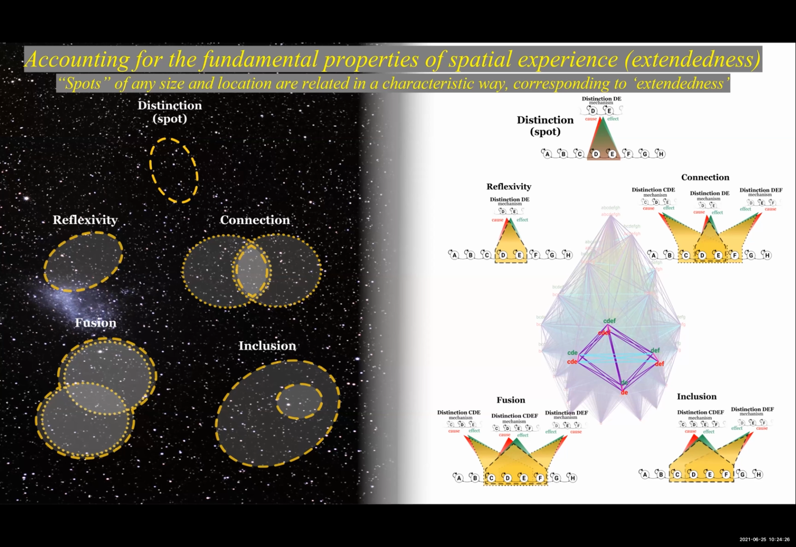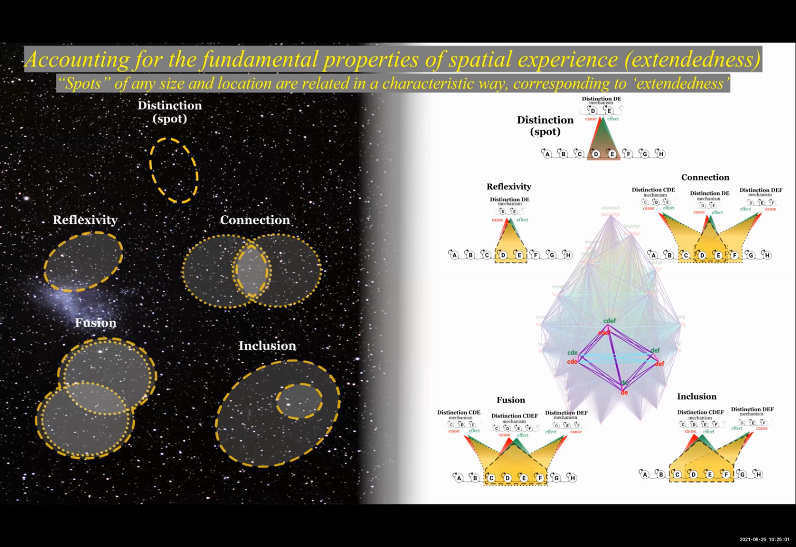And so the phenomenological analysis for space, which is doable to some extent by introspection, identifies as basic distinctions for spatial experience spots, for lack of a better word, which are any subset of the canvas of visual space, for instance, or body space that you can sort of focus on. And there are, of course, a huge number of spots of any size, any location in the visual field, for instance. And then four fundamental kinds of relations among spots.